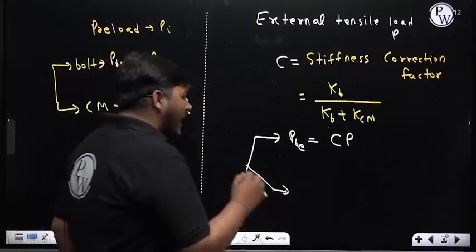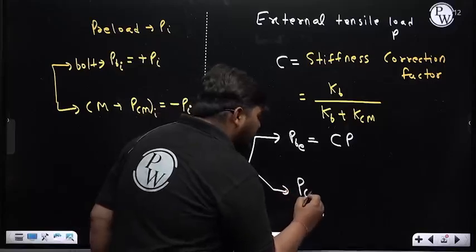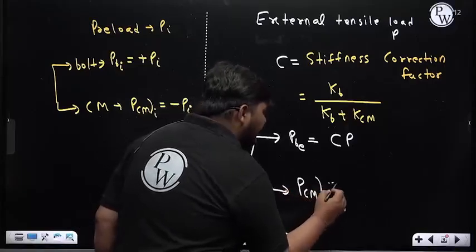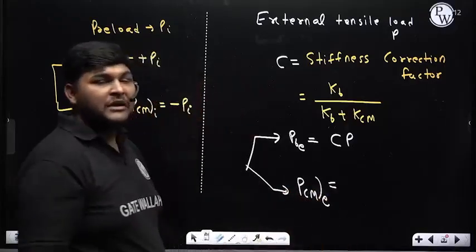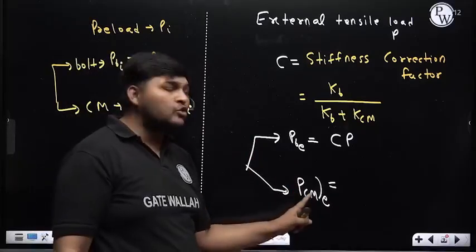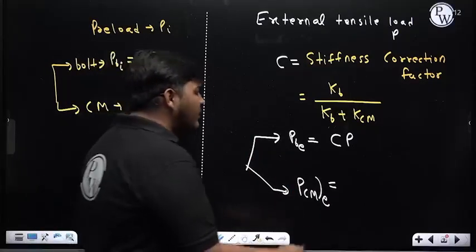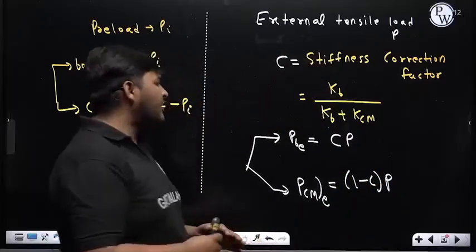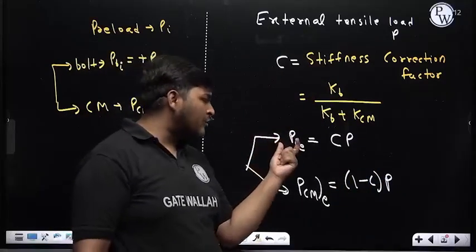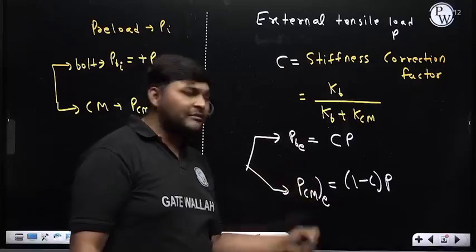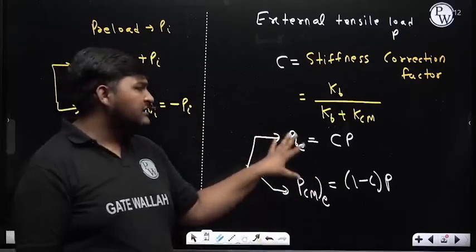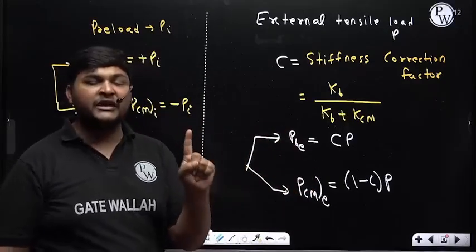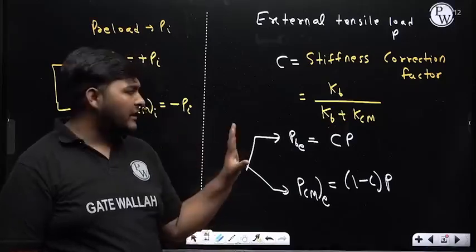Now, the part of force P which will be shared by the connecting member, I am representing as PCME, meaning axial force in the connecting member due to external load. That will be equal to (1 minus C) into P. This means C part will be shared by the bolt, and 1 minus C part will be shared by the connecting member. I am writing this relation when the bolted assembly is connected with one bolt. Right now, one bolt is involved.